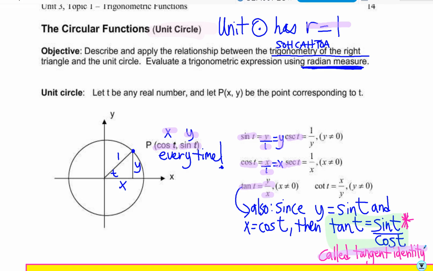And then down below, when we talk about tangent, we have a new ratio called the tangent identity. If tangent is y over x or opposite over adjacent, and I know that every y value is sine of the angle and every x value is cosine of the angle, then y over x is the same thing as sine of the angle over cosine of the angle. So I've got another definition of tan using our unit circle. The only thing I didn't talk about was cotangent, and of course that's the reciprocal of tan. So rather than y over x, it's going to be x over y.